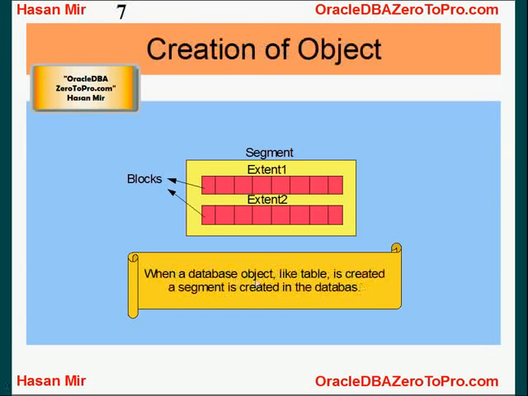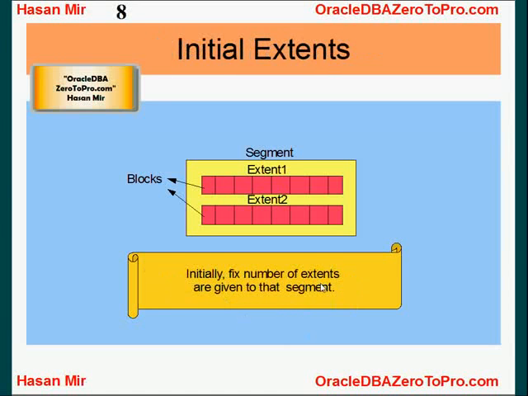So when a database object like a table is created, a segment is created in the database. Initially, a fixed number of extents are given to the segment. Let's say you create a table, a segment would be created with X number of extents. The initial number of extents given to a segment can be controlled. Of course, if you don't specify your preference, default values will come into the picture. Or you can specify your preferences, for example in the storage clause, as we're going to see in coming tutorials. So the DBA can decide, or even when you're creating a table, the end user can decide how many initial extents this segment would have.